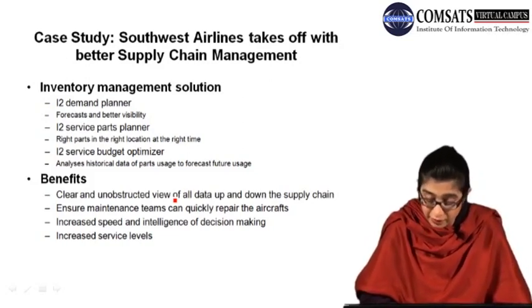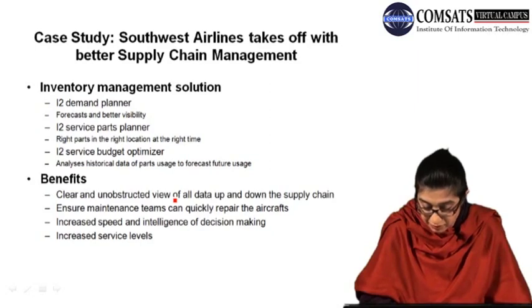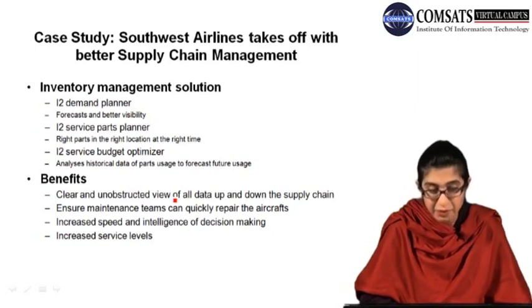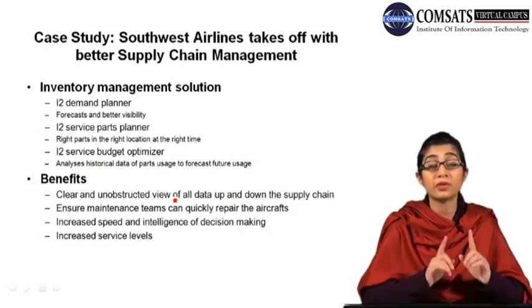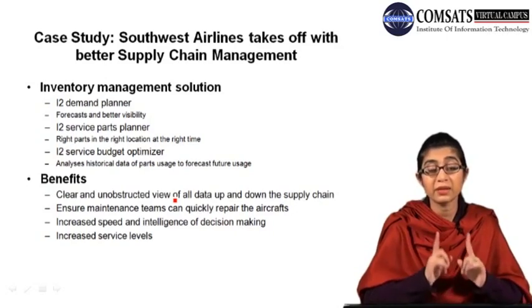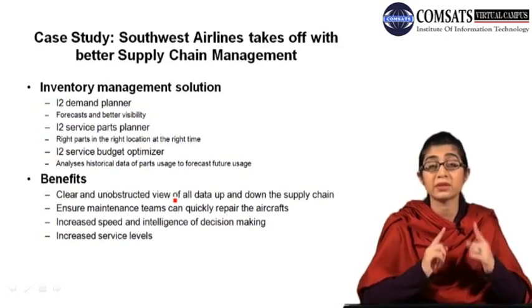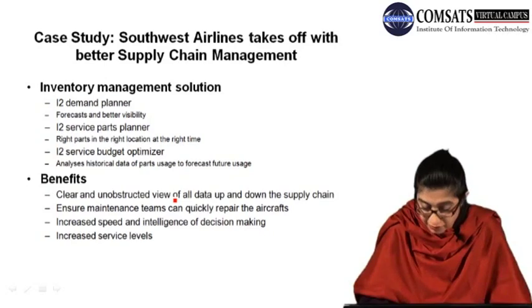Right, the Demand Planner क्या कर रहा है? It was improving Southwest's forecasts for all the parts location combinations in its system and providing better visibility into the demand for each part. So Demand Planner was basically helping them forecast a certain problem and then providing better visibility about the different parts. Right, the i2 Service Parts Planner was helping Southwest replenish its store of parts and ensure the right parts are in the right location at the right time.